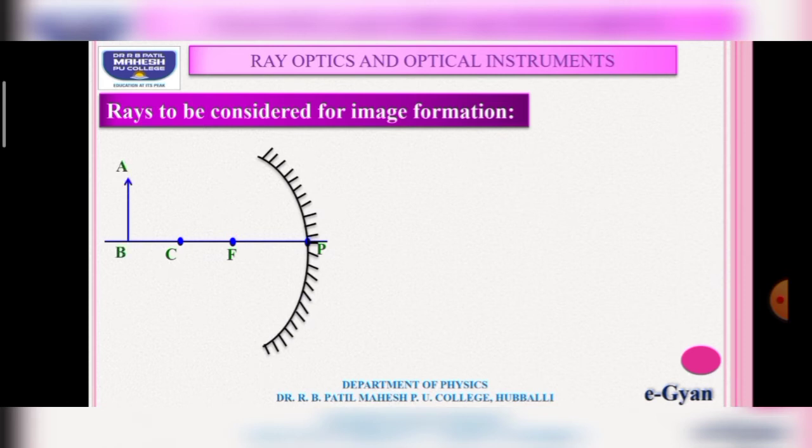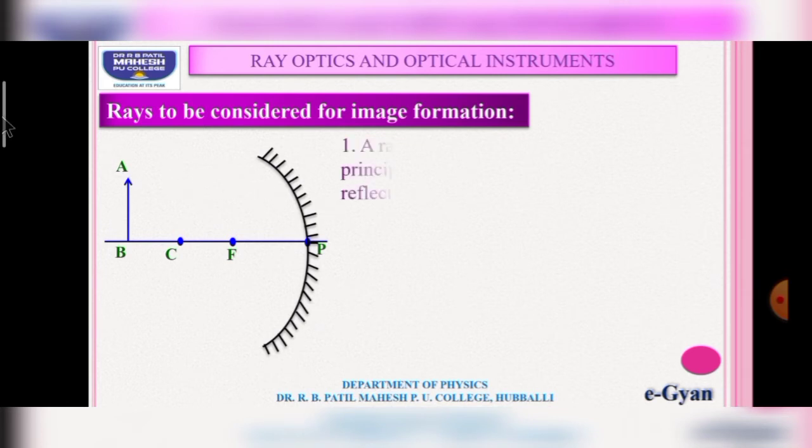And AB is a point object. AB is the object placed beyond C. And I am going to take the rays from point A. The same thing will be applied for all the points between A and B. Whatever rays I am taking, the rays are coming only from point A.